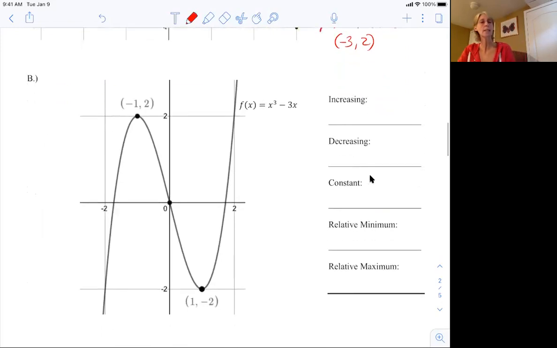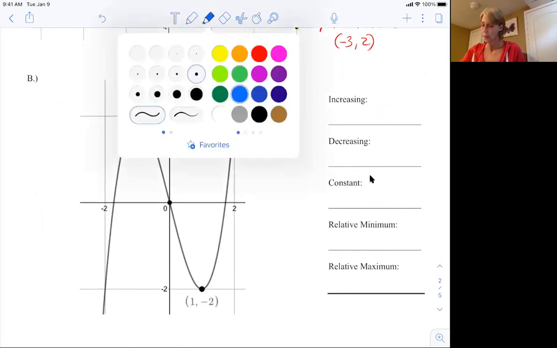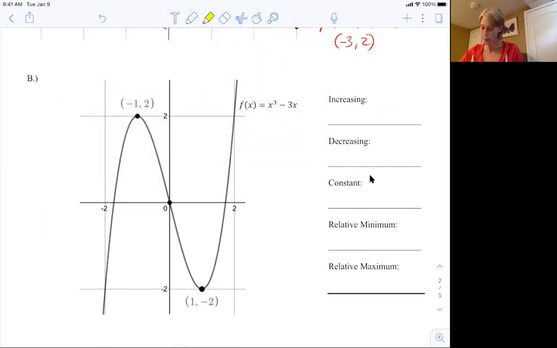In the next example, we're going to describe increasing, decreasing, constant, any maxes or mins. So if I go back to my picture and I want to start off with increasing, my function is increasing on that interval and again on that interval. So we would say from -∞, because I don't have a dot now, so I'm just going to assume we have arrows, -∞ to -1. And it's going to start increasing again from 1 to infinity.